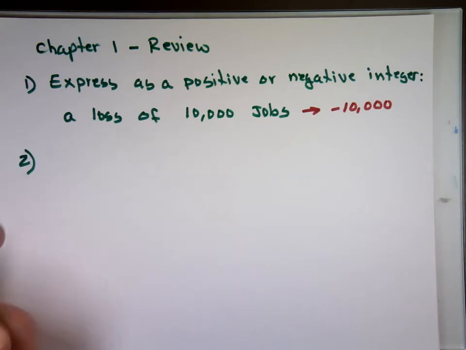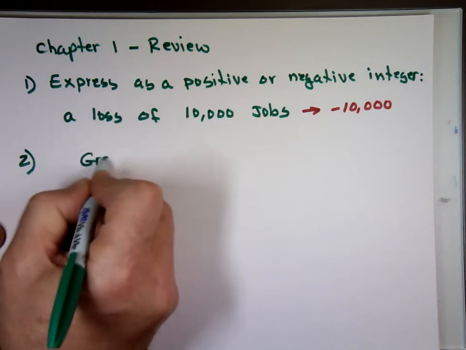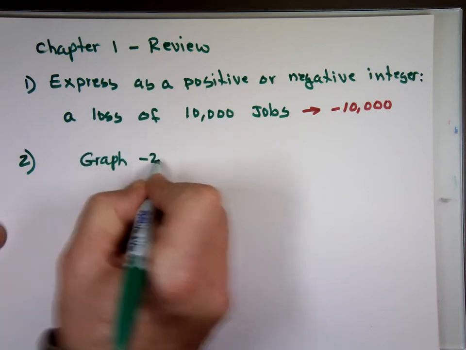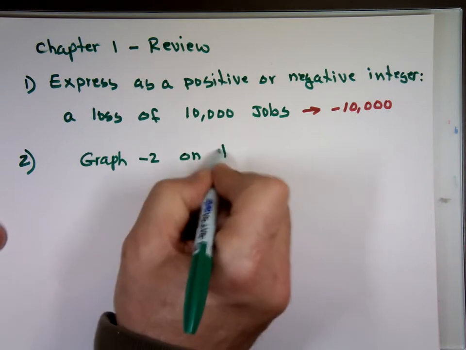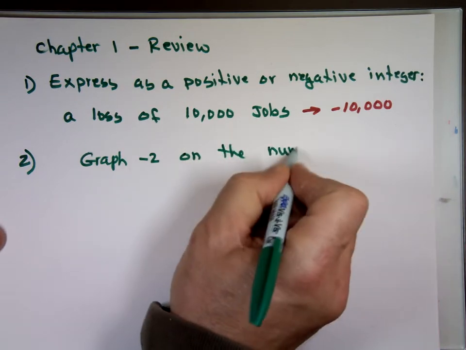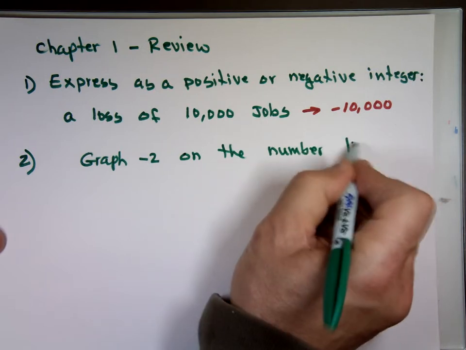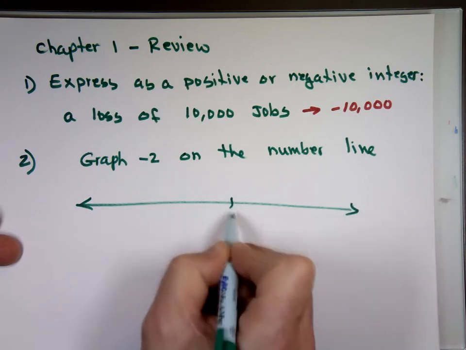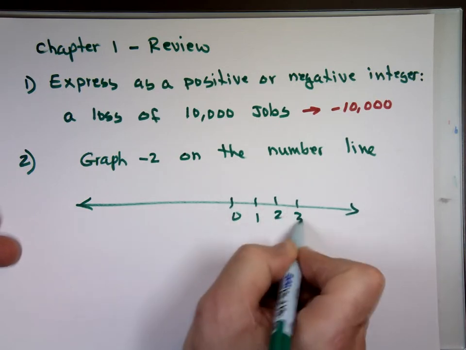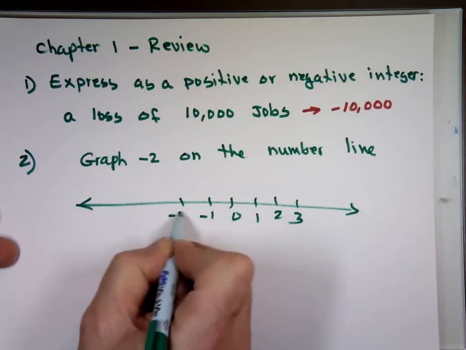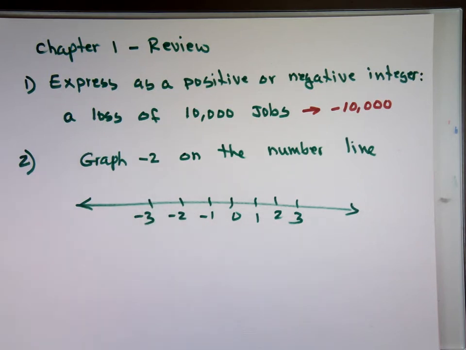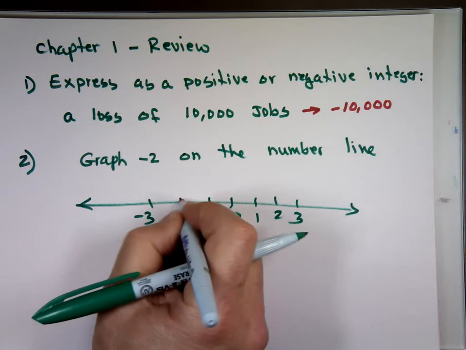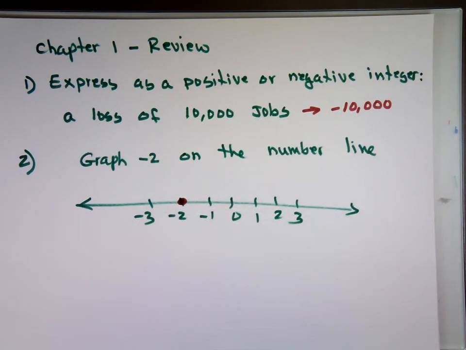Question number 2. Graph negative 2 on the number line. This is the number line. This is the 0, the 1, the 2, the 3, and it keeps going. The negative 1, the negative 2, the negative 3. Where's the minus 2? That little dot right here. That's it. I like these questions so far.